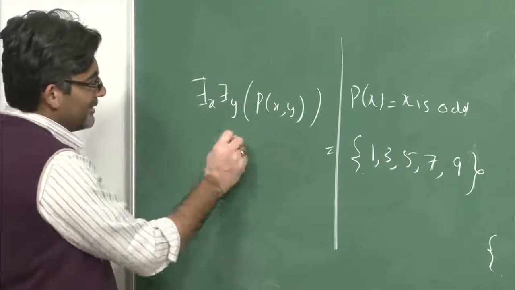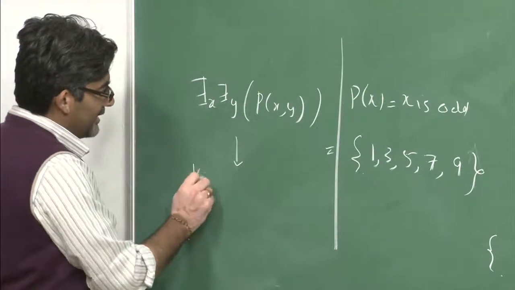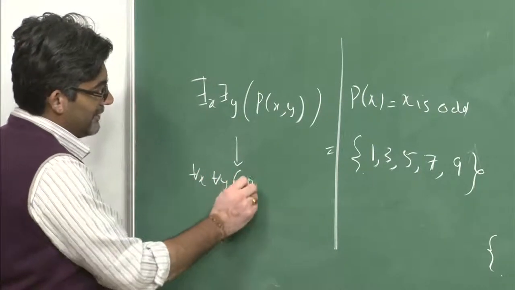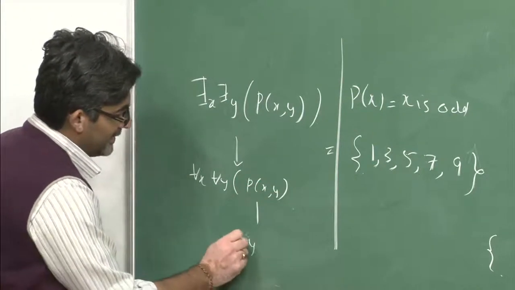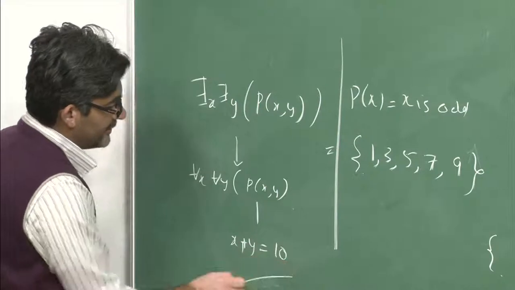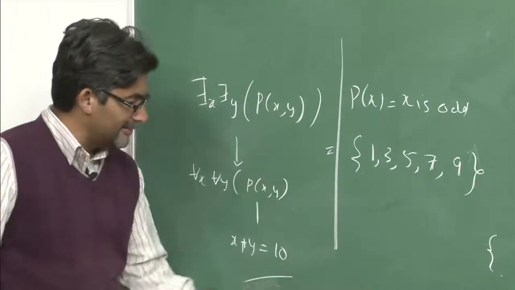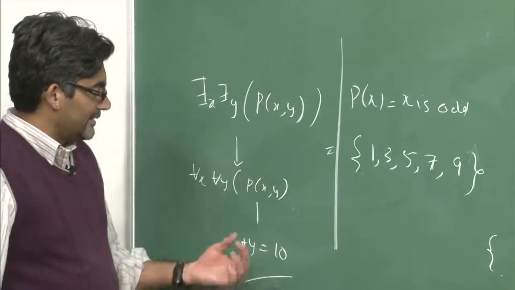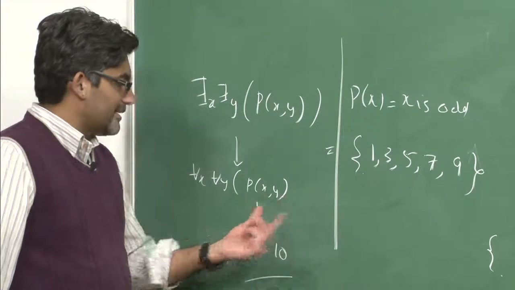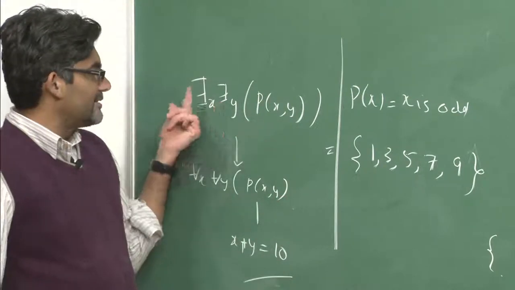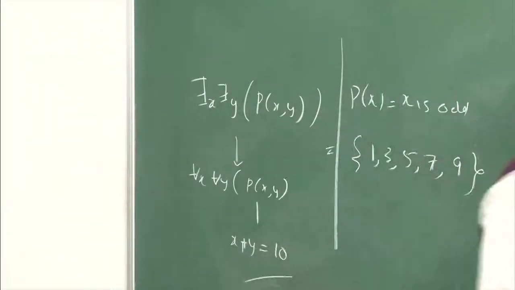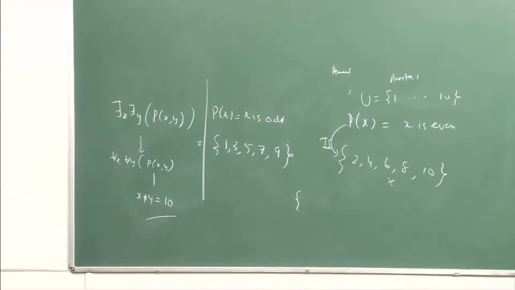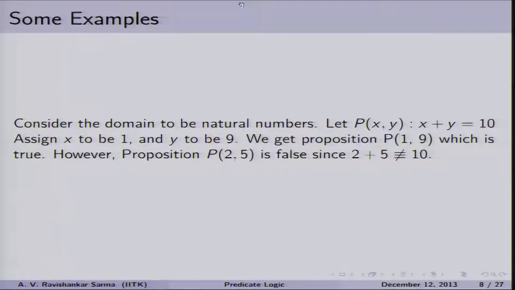If it held for all values, which is not the case here, then you could write for all x and for all y, P(x, y), where P(x, y) is defined as x plus y is 10. It holds only for at least some particular values of x and y, so you write it this way: there exists x, there exists some y, P(x, y). Otherwise, if you write it as for all x and for all y, P(x, y), that is going to be false.